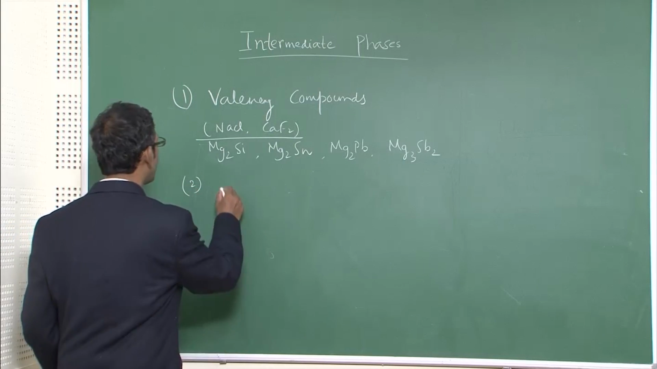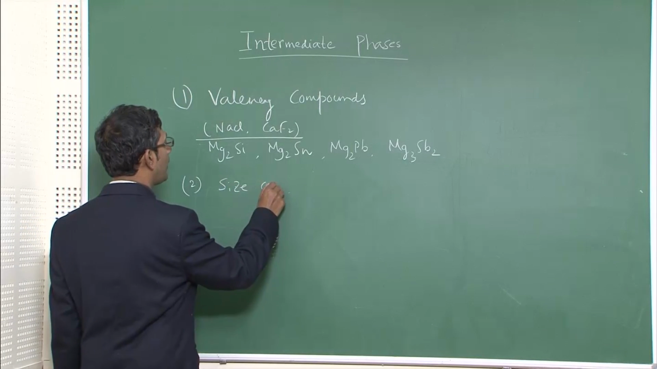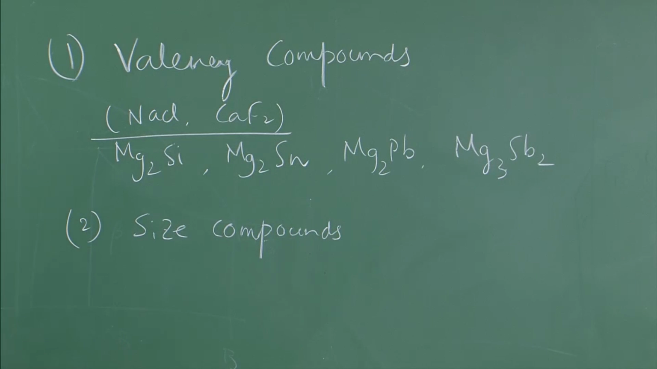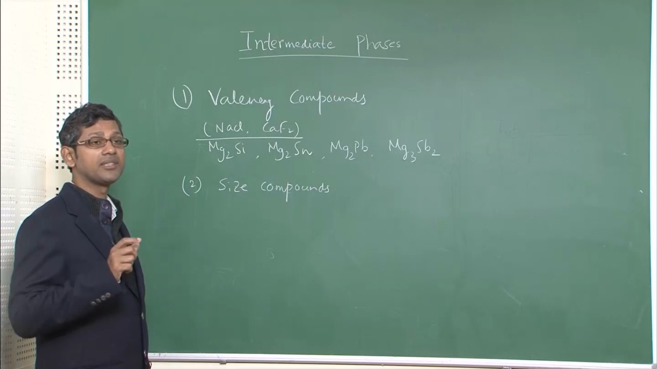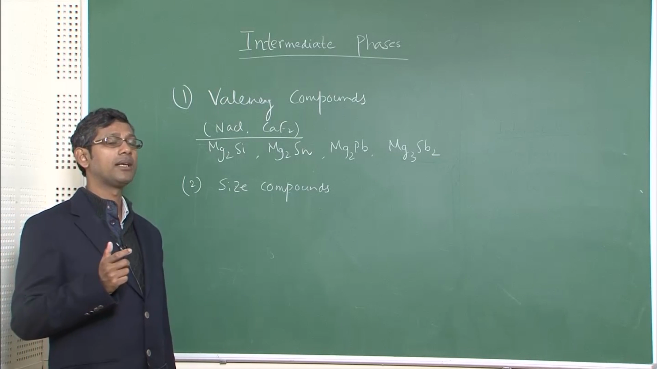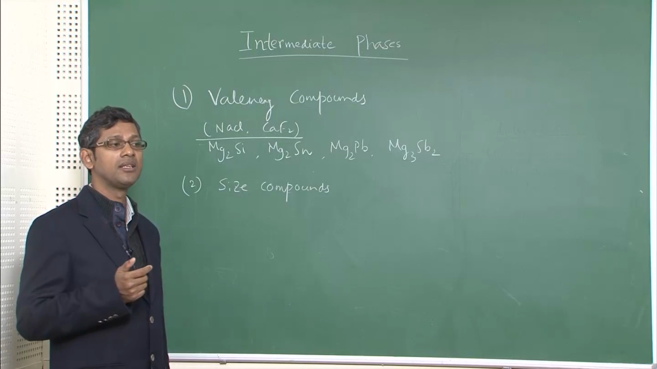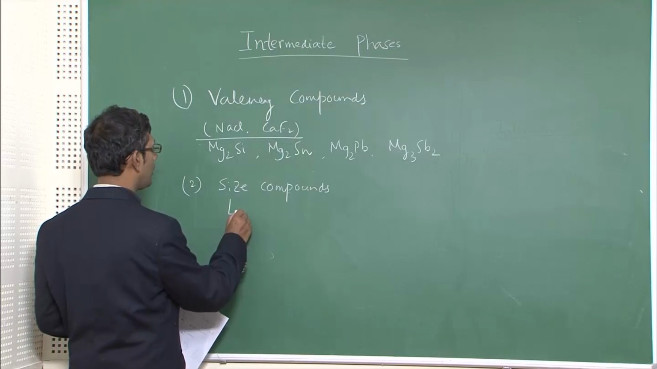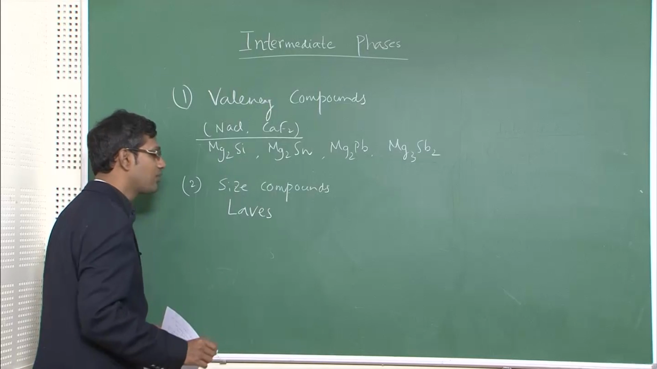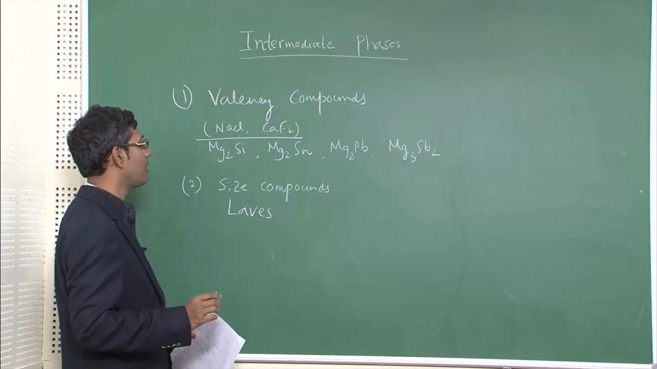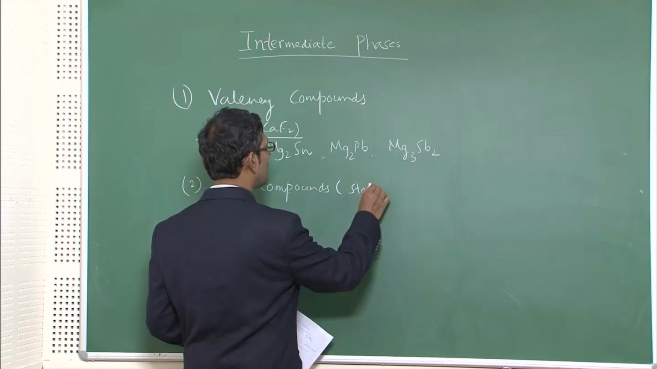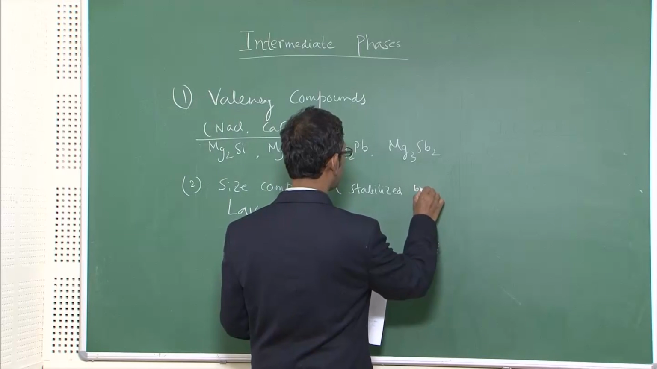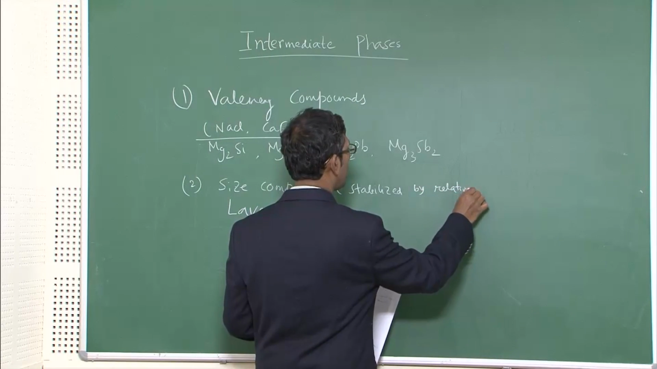The second one is known as size factor compounds. Why are they called size factor compounds? Because they are stabilized by size factors, or differences in the sizes of the atoms. Just like we know that different ions are stabilized by the size factor, similarly these are also stabilized by size factor. These are actually called Laves phases, because a scientist called Laves first discovered these phases, that is why they are called Laves phases. So they are stabilized by size difference, the relative sizes of the atoms.